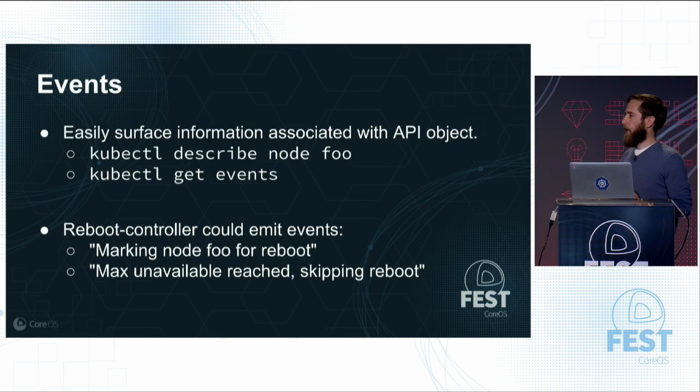And then events are another nice thing to do. You can emit events that are tied to Kubernetes API objects. And so you could start tying events, for example, to what we're doing to this node. So we could say, we're marking this node for reboot, or we've reached the maximum unavailable. And you would be able to see that information by saying kubectl get events, or describe what's happening to this node. And you would see what are the decisions that have been made about this node.